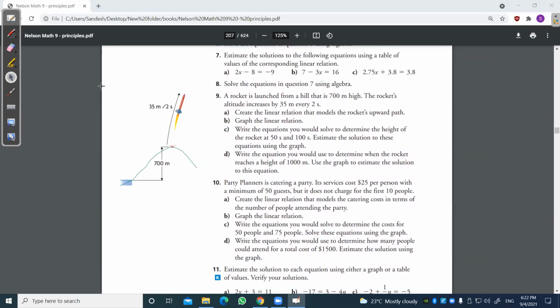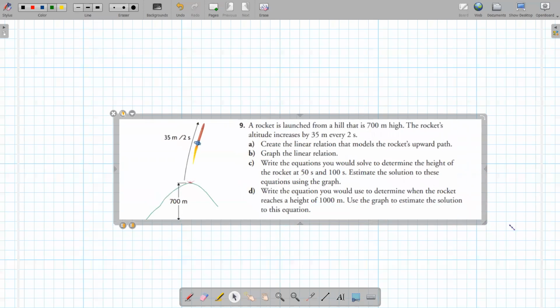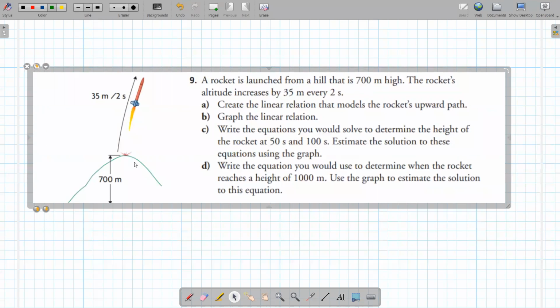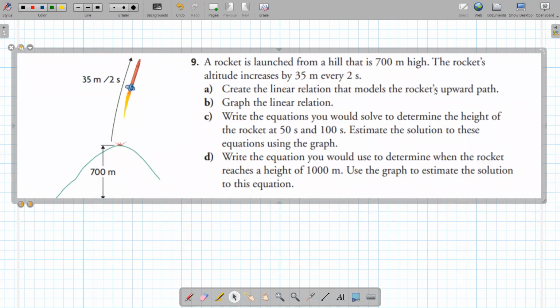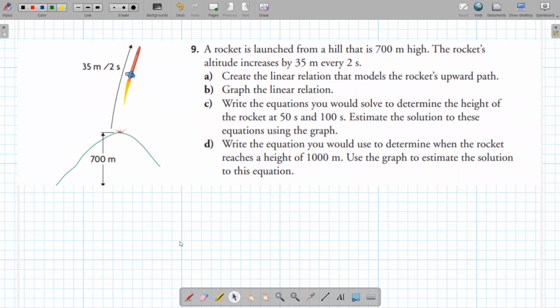Let's do this rocket question. Seems interesting. Right, so a rocket is launched from a hill, 700 meters high, and its altitude is going up by 35 meters every 2 seconds. Create the linear relation that models the rocket's upward path. What does that mean? Do they want an equation showing its path? Yeah, so there'll be an equation here.